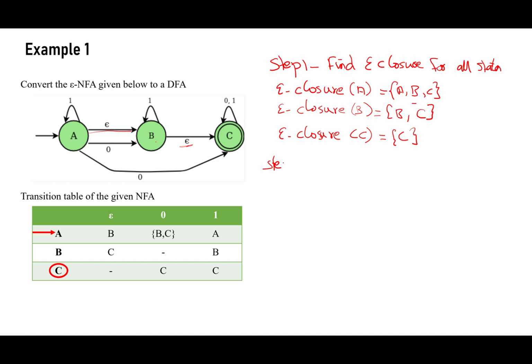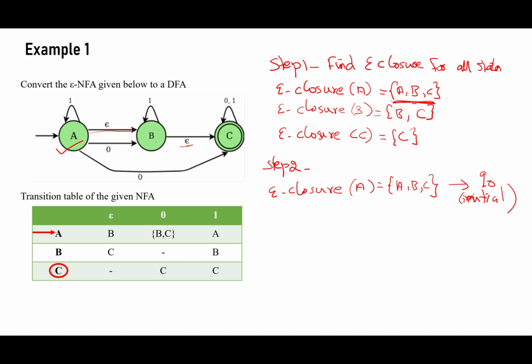Then step 2. The epsilon closure of the initial state of the NFA is the new initial state of the DFA. So what is the initial state here? A is the initial state. So we have to check what is the epsilon closure of the initial state A. The epsilon closure of the initial state is A, B, C. We are going to take that as the initial state. So it is considered as the initial state, and I am giving it the new name Q0. So this is the initial state here.